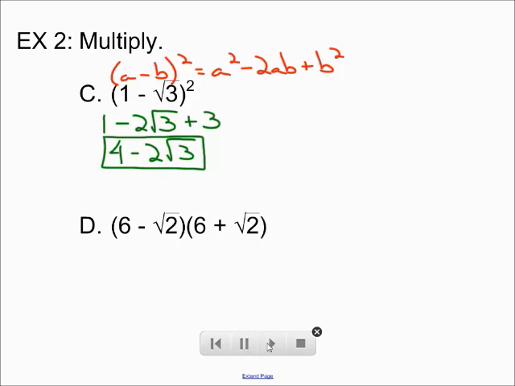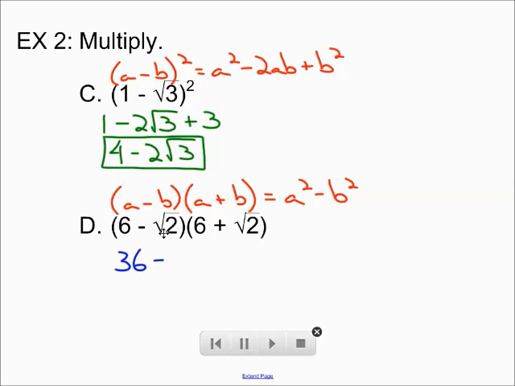Okay, on part D, I'm noticing that I have a sum and difference pattern. A minus b times a plus b. So that should be a squared minus b squared. And again, we learned these in chapter 10. Now we're just doing them with radicals. So to simplify this, the shortcut would be to square the 6 and square the square root of 2. So 6 squared is 36.